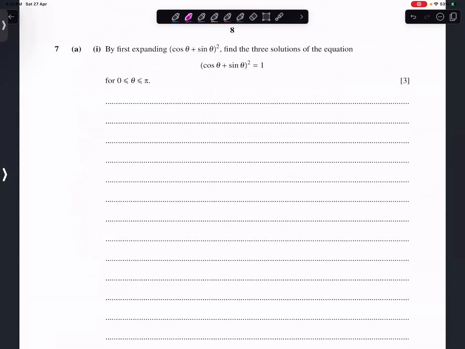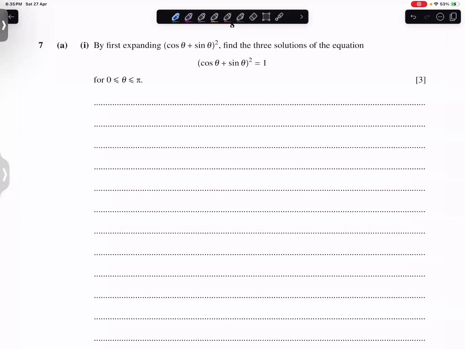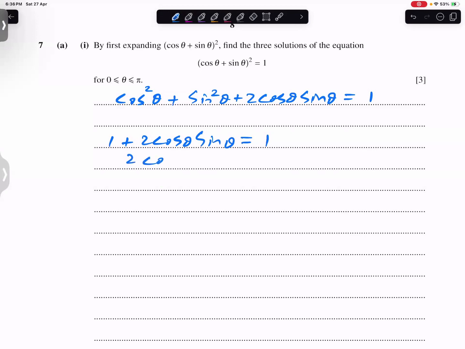The next one is from trigonometry. By first expanding this, find the 3 solutions of the equation. Okay, let's open using identity a plus b whole square. So a square plus b square plus 2ab. So as you know that cos square plus sine square is 1. So 1 plus 2 cos theta sine theta is equal to 1. So 2 cos theta sine theta equals to 0.